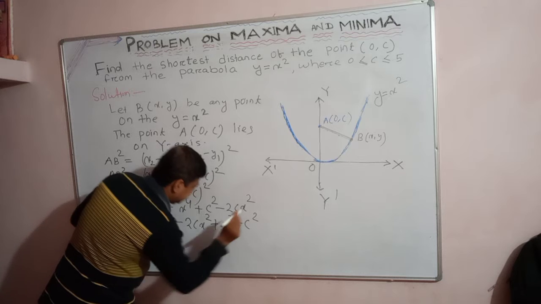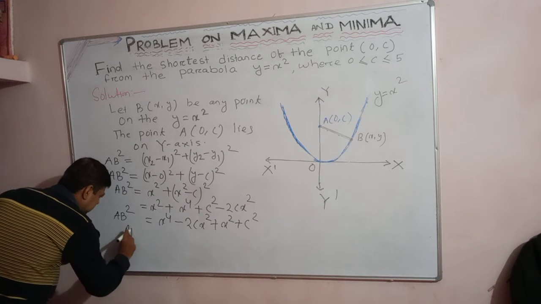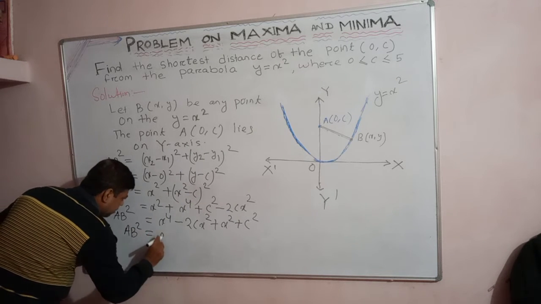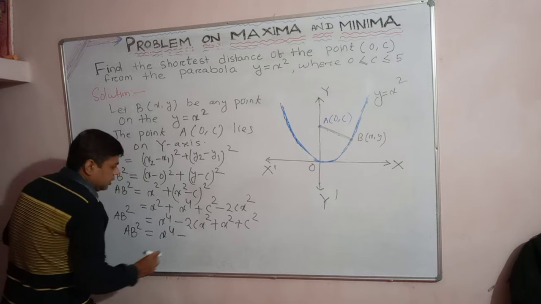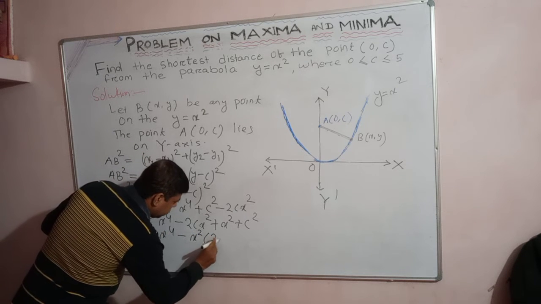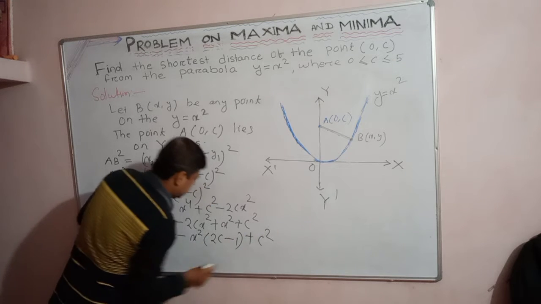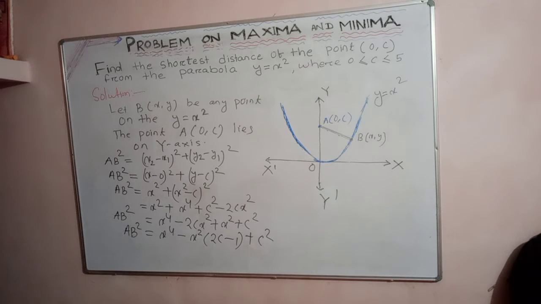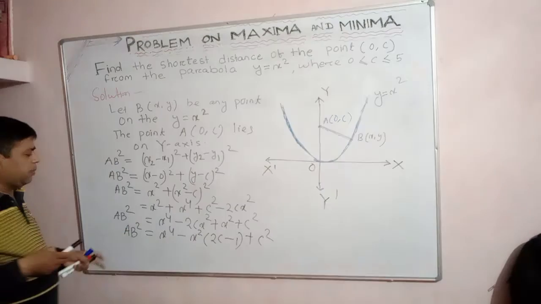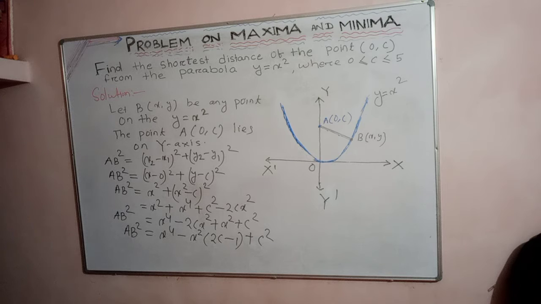Now arrange. So AB square can be written as x to the power 4 minus, if you take x square as common, x square times (2c minus 1) plus c square. Is it clear? So AB square is equal to x to the power 4 minus x square (2c minus 1) plus c square.